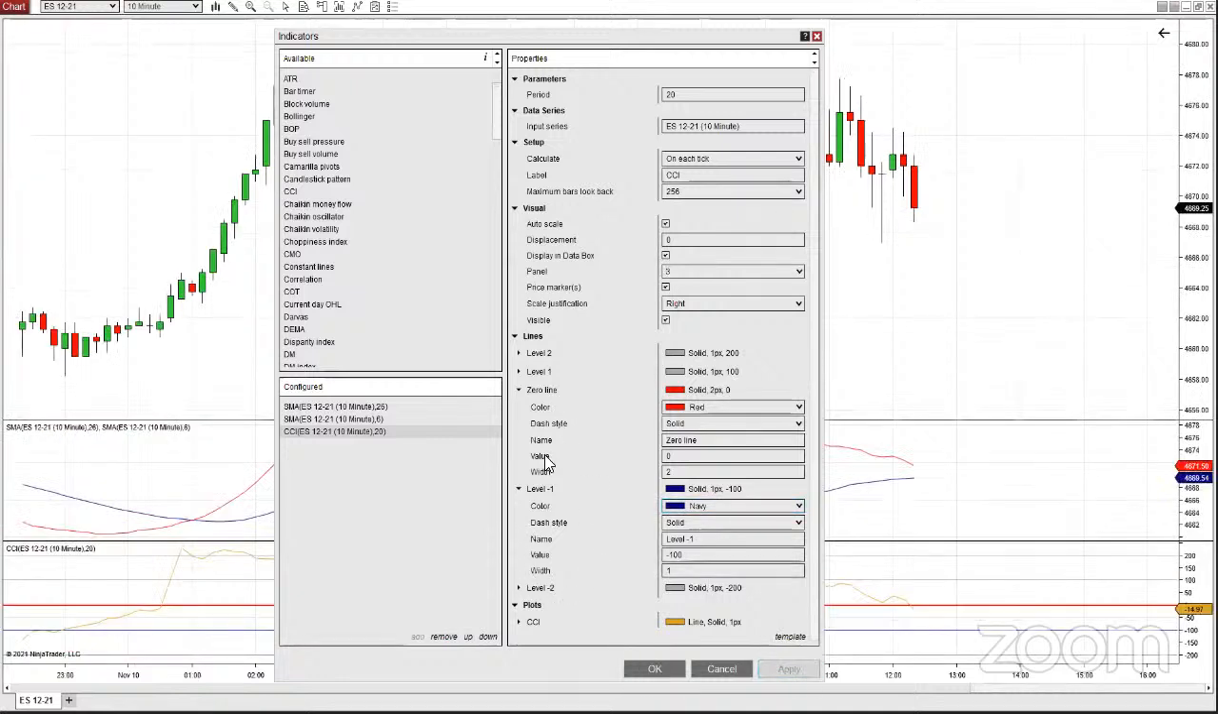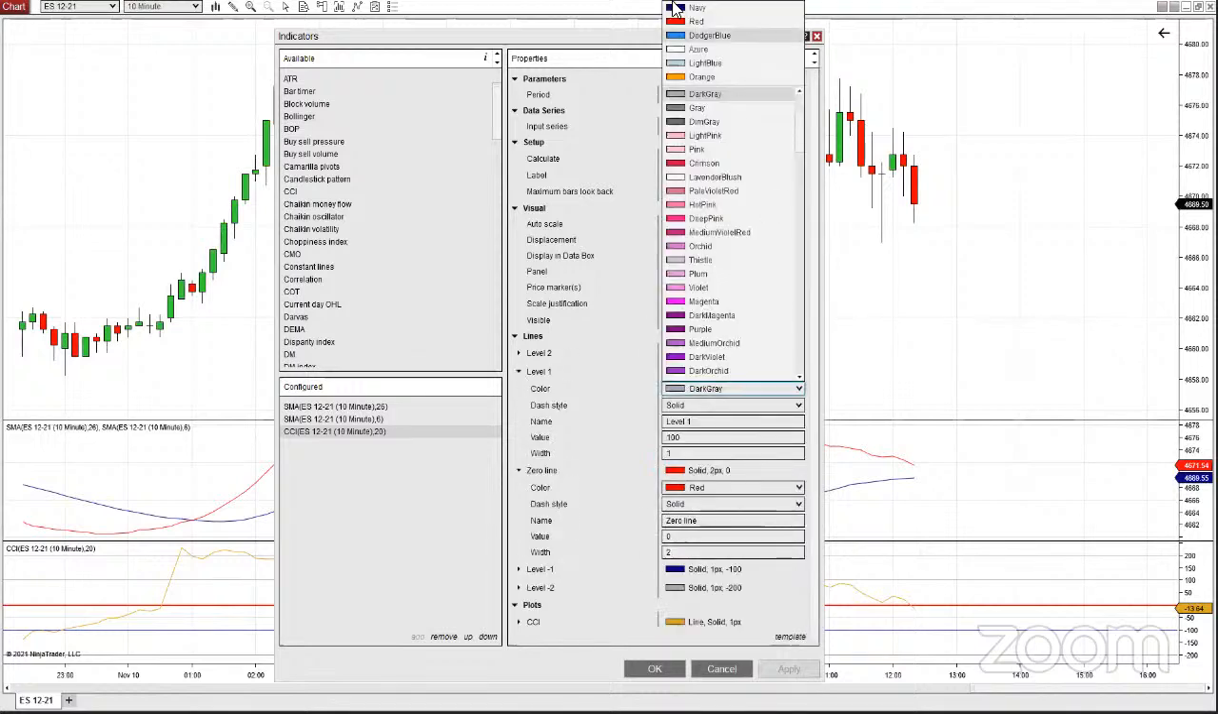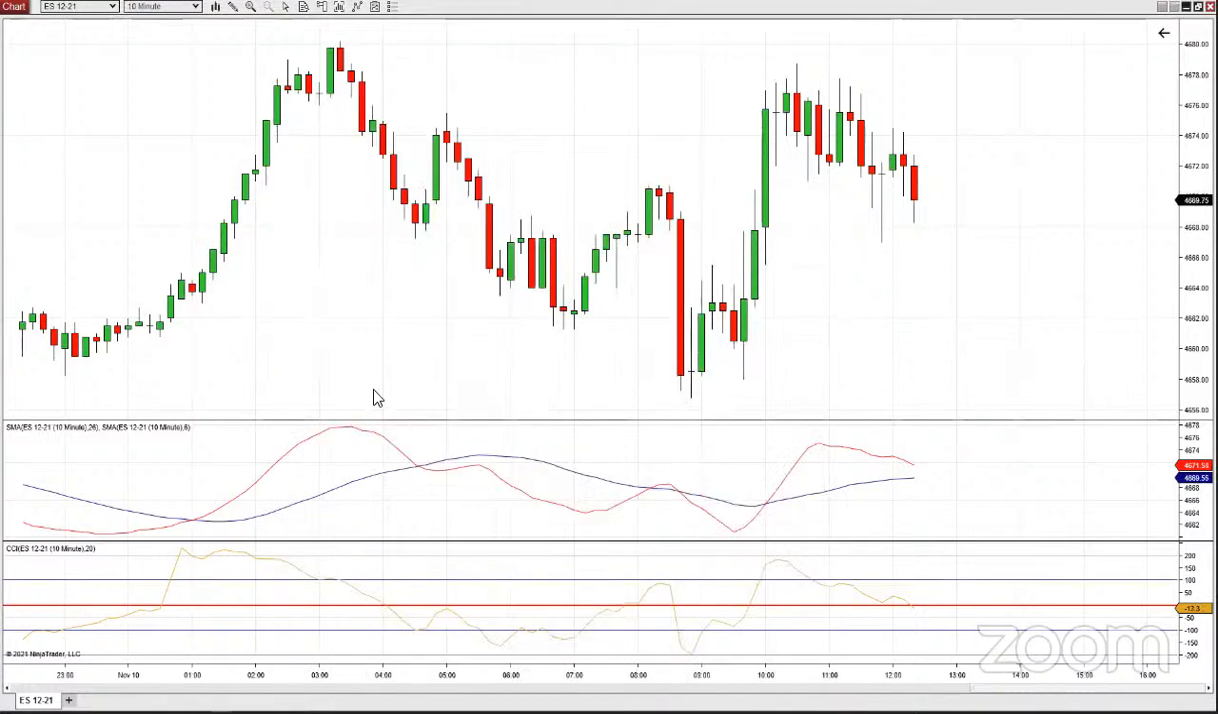And then the positive, where's my positive 100? It's up here, level 1. Again, we'll make that navy as well, so we can see it a little bit better. And we'll keep the CCI solid at gold for now. Maybe we'll change it to see it better. Let's hit apply and okay. And it added a third panel, right?